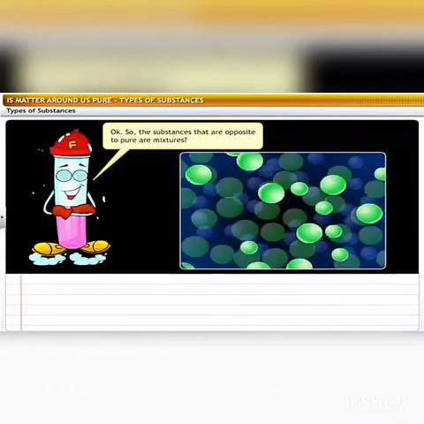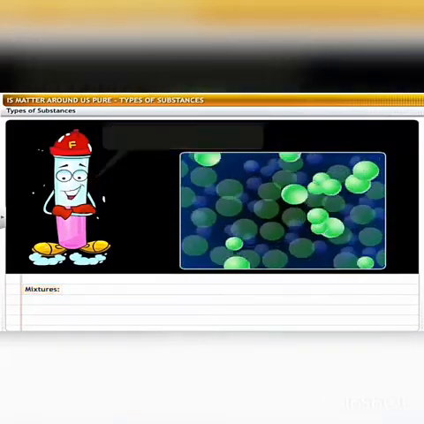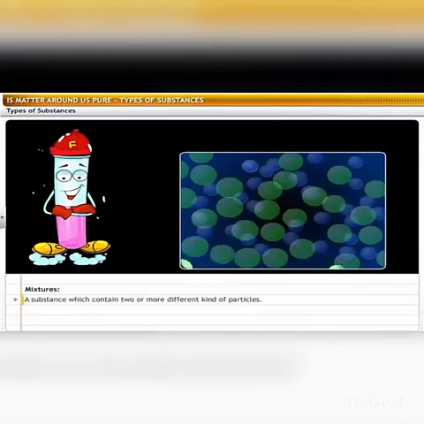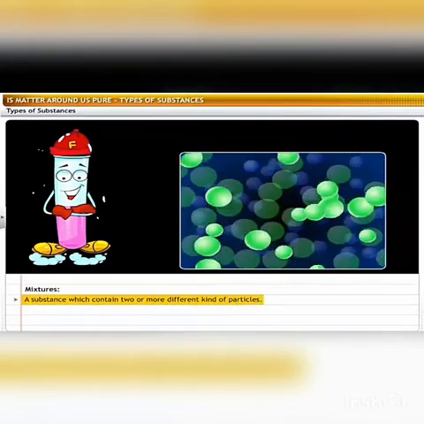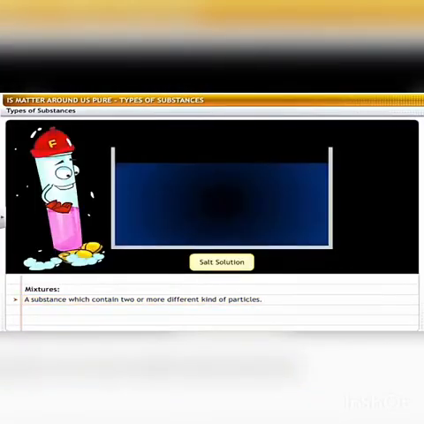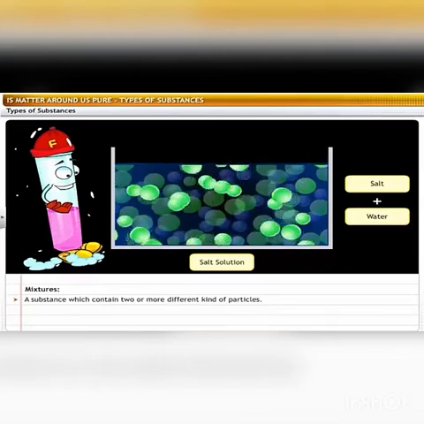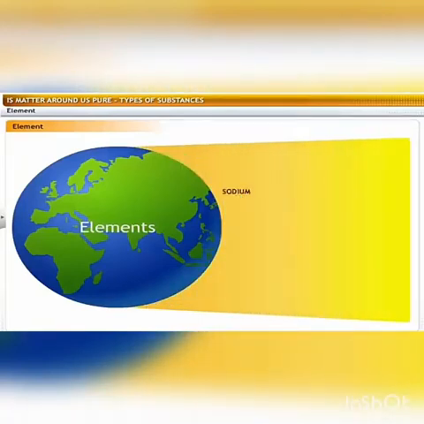Okay. So, the substances that are opposite to pure are mixtures? For a chemist, when a substance contains more than one type of a particle, it is known as a mixture. For example, salt solution is made up of two components, salt and water. Therefore, salt solution is a mixture. There are over 100 known elements on Earth.